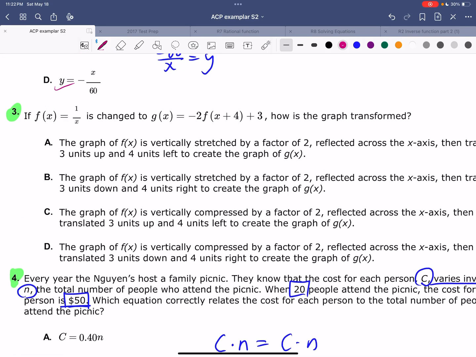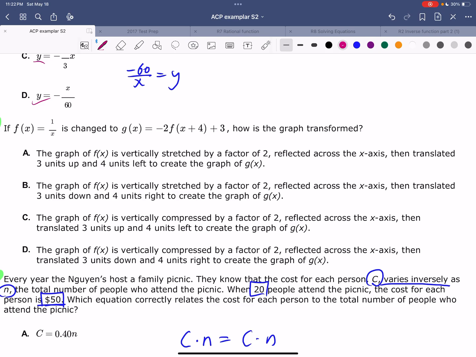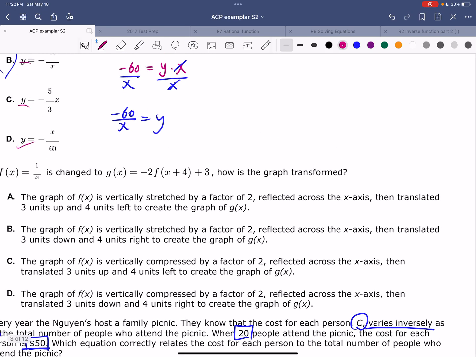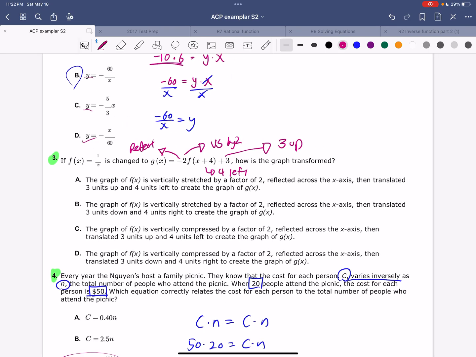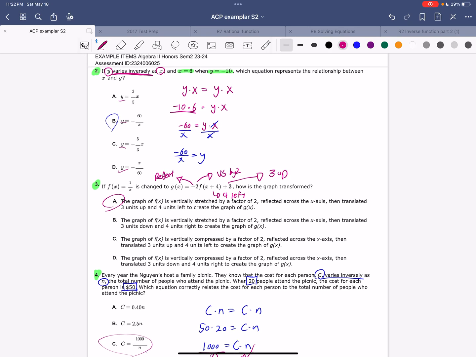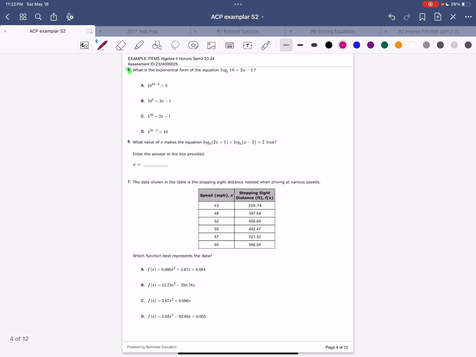Question number 3 is easy. It's a graph transformation. Do you see how the graph moves? If it's a negative, it's a reflection. And 2 is greater than 1, so it's vertically stretched by 2. And this one is what? 4 left, because left and right is the opposite sign. Plus 3 is 3 up. So that's what you really need to find. And to me, it's gonna be A, okay? So most of these questions that I circled are graph transformations, so make sure you get this one done.